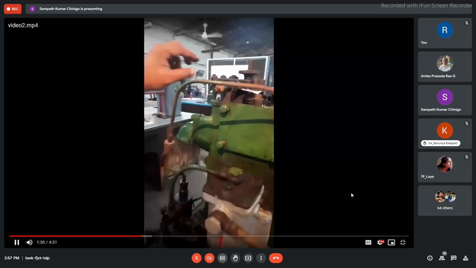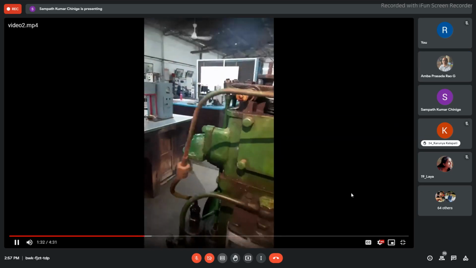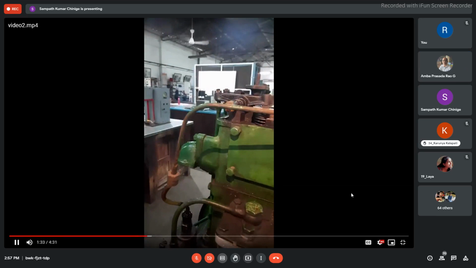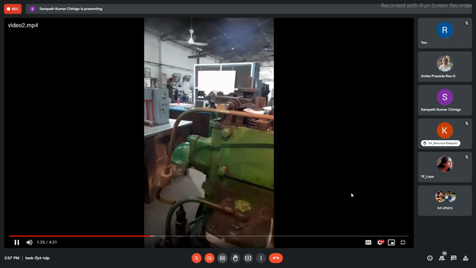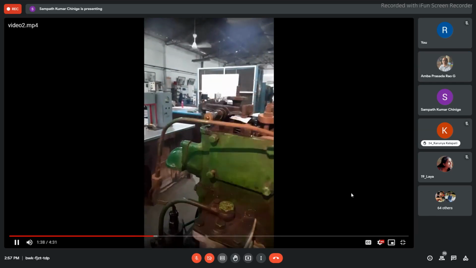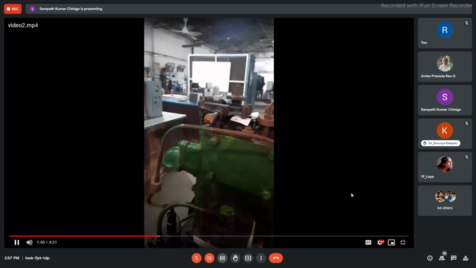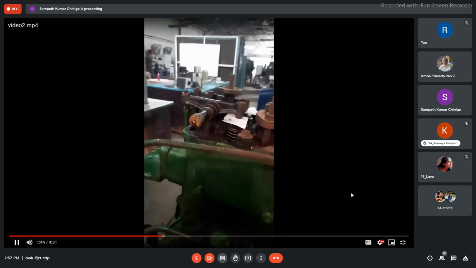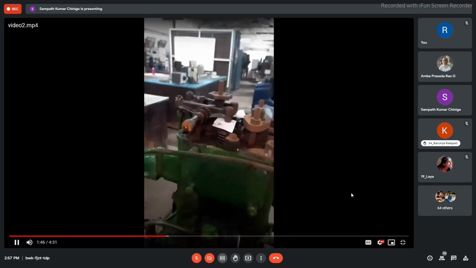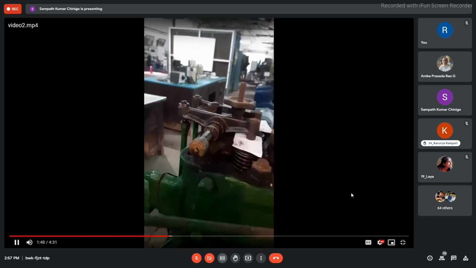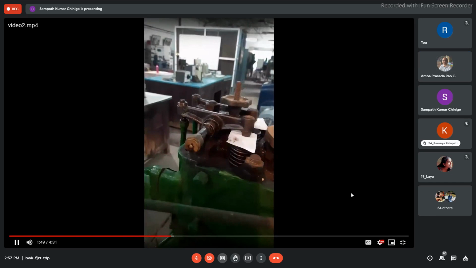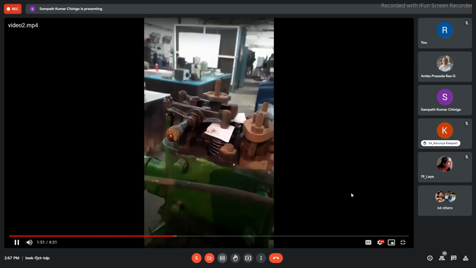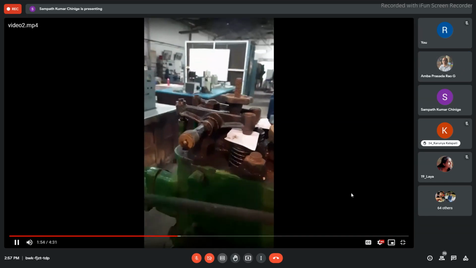Both rocker arms are being actuated. That is exactly the position where we have to bring to the point. The piston is at the top dead center. Even when the engine is closed, you cannot see the piston inside, but by rotating and observing the movement of these rocker arms, we can locate it.